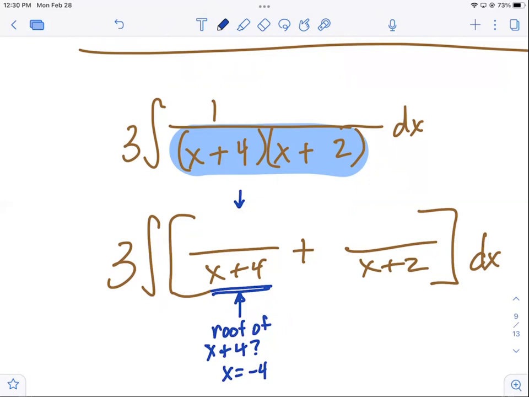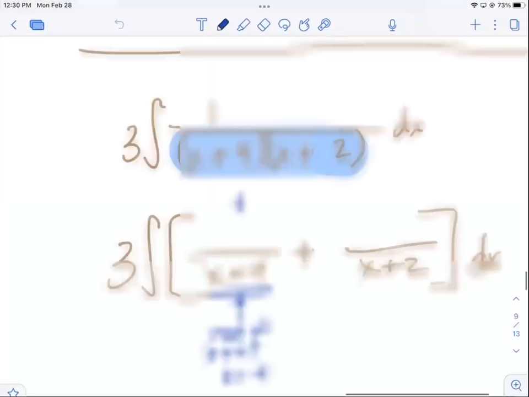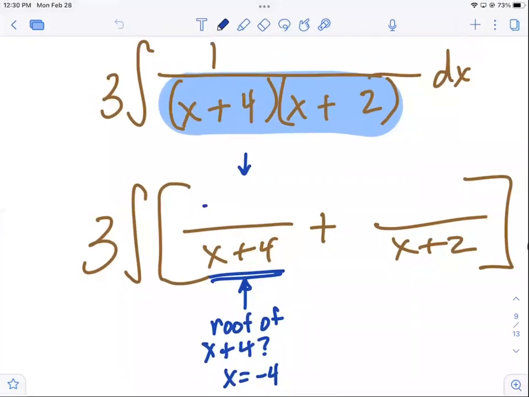And now you plug that -4 into everything that's left. What's left? 1 over -4 plus 2. What's -4 plus 2? -2. So what do we get? 1 over -2, or -1/2. That number that you get is the new coefficient of that fraction. Okay? It's called the cover-up method.